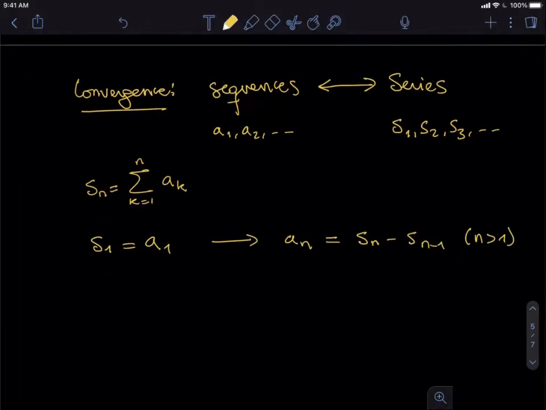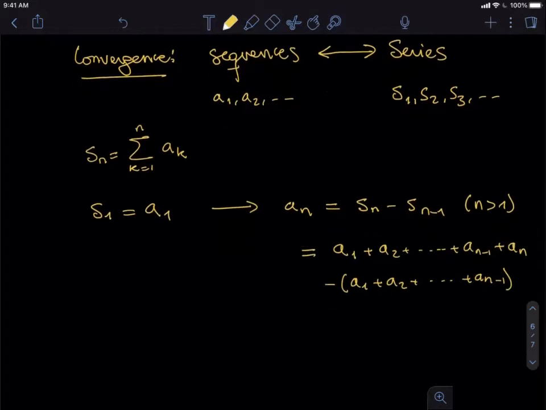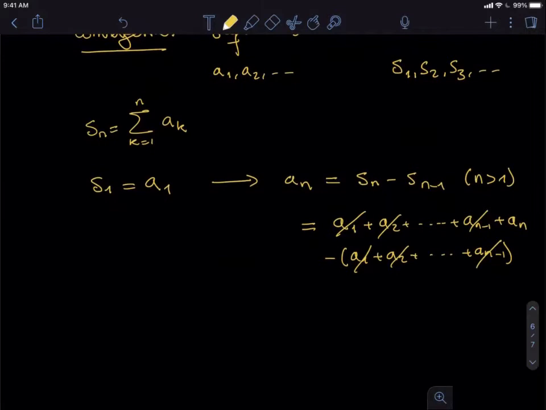This is clear, right? So if we write it in expanded form, it's going to be completely clear. So this is a1 plus a2 all the way to an minus 1 plus an, minus a1 plus a2 all the way to an minus 1. Okay, so there is a cancellation here of these terms, right? And the only one that survives is an. And then this allows us to write each of the terms of the sequence an in terms of series and vice versa. Okay, we can use these equations to move from one to the other.